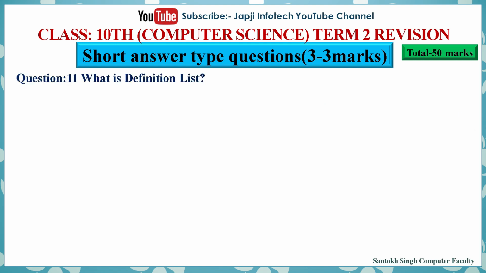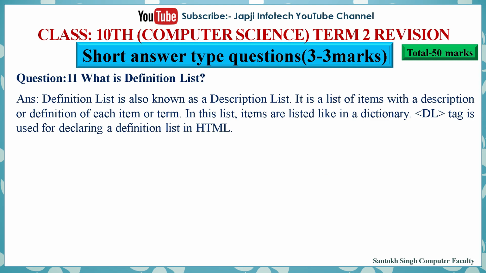And the 11th question is what is definition list. So definition list is also known as description list. It is a list of items with a description or definition of each item or term. In this list, items are listed like in a dictionary. So DL tag is used for declaring a definition list in HTML.